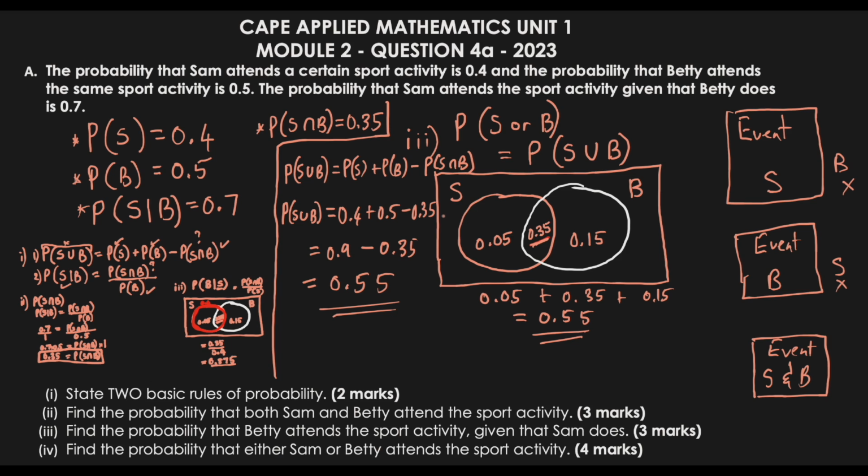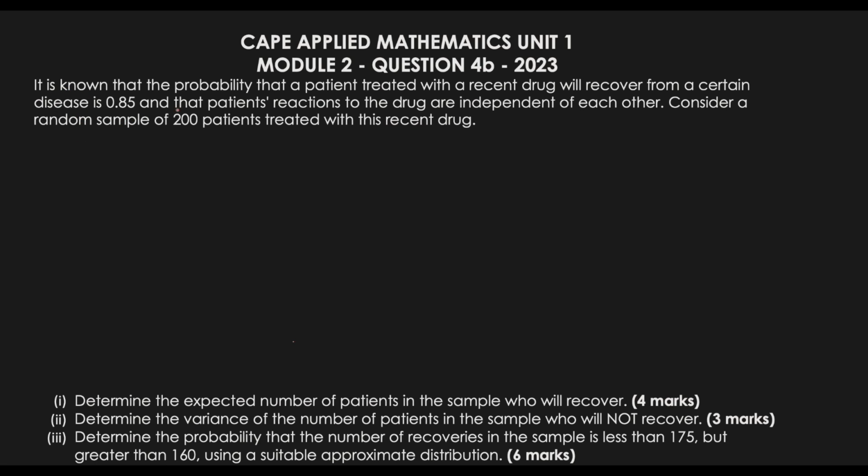So we know that these were events that could occur at the same time, because there is a chance that these people can go to the event at the same time. Now this question is saying that it's known that the probability that a patient treated with a recent drug will recover from a certain disease is 0.85. So this here is for recovery from a disease. And that patient's reaction to the drug are independent of each other, so it doesn't affect the other.